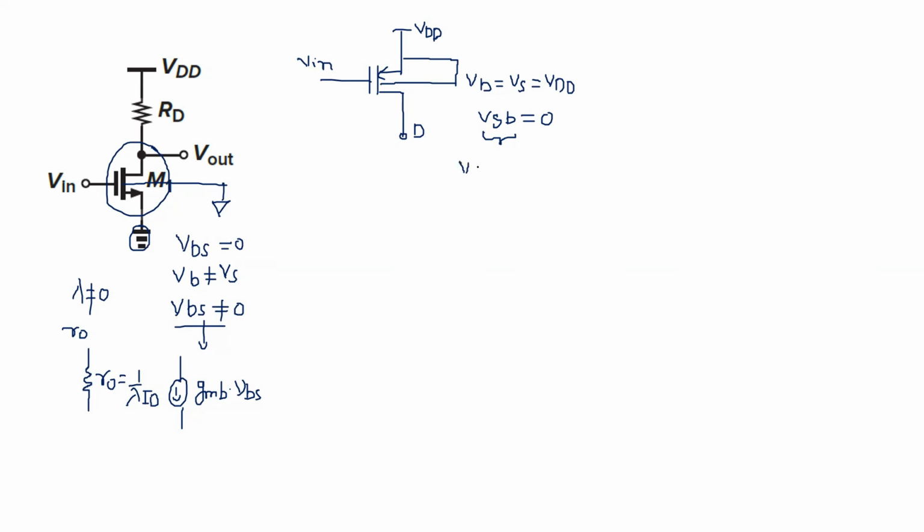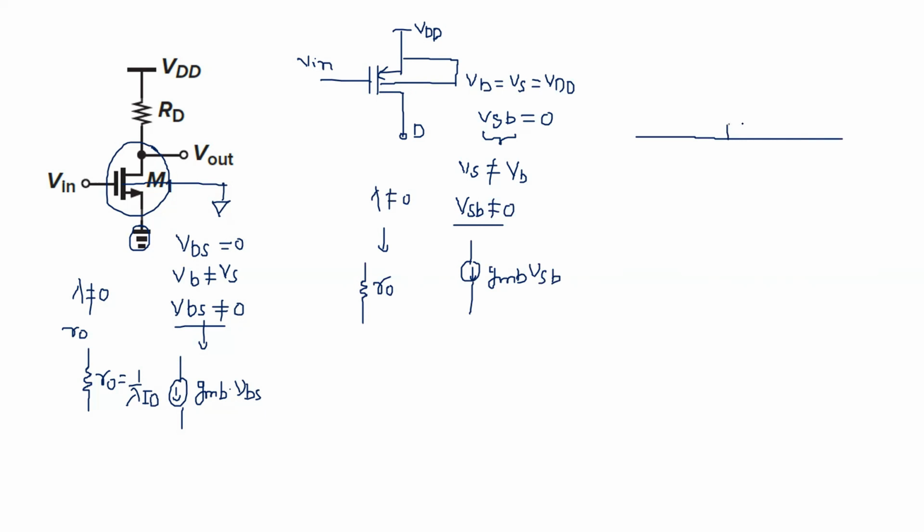So if VS is not equal to VB, then your VSB is going to be some amount, and it is going to be reflected by this current source, which is your gmb VSB. And again, here if lambda is not equal to 0, then this effect is going to be replicated by using an ro, that is equal to 1 upon lambda ID. So now come to the small signal model.